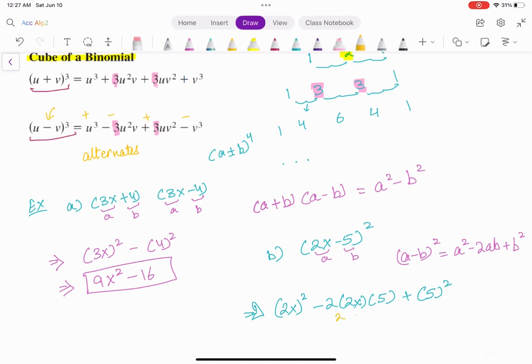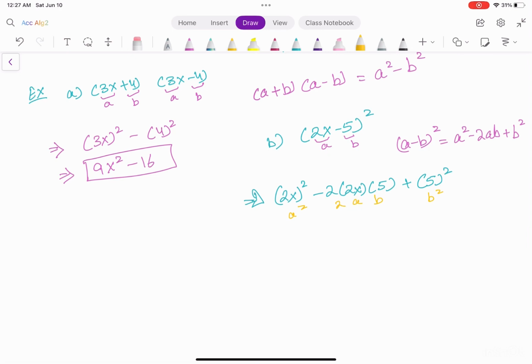Now let's simplify it. So this will give you 4x squared minus 20x plus 25. And if you remember, this type of binomial square gives a quadratic.